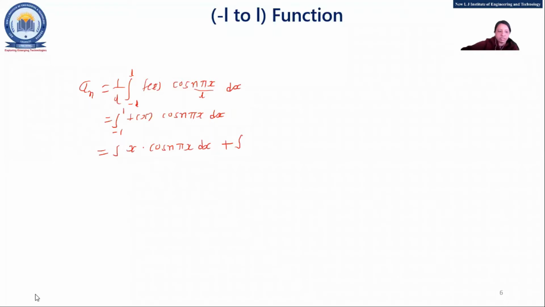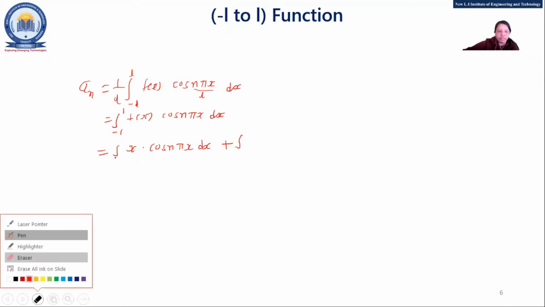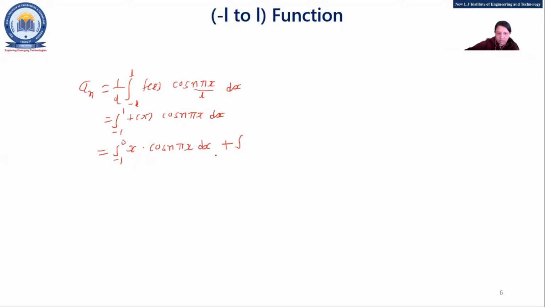Minus 1 to 0, and here it's obviously 0 to 1. At that time it is 2. f(x) is what? 2, so 2 cos n pi x. Now, general rule for this separately and for this. Sorry, this is 2, a constant, so no need to apply the general rule here.